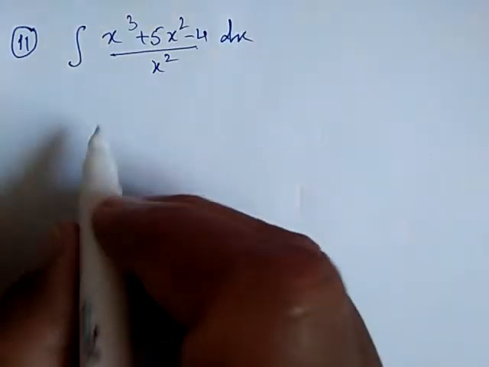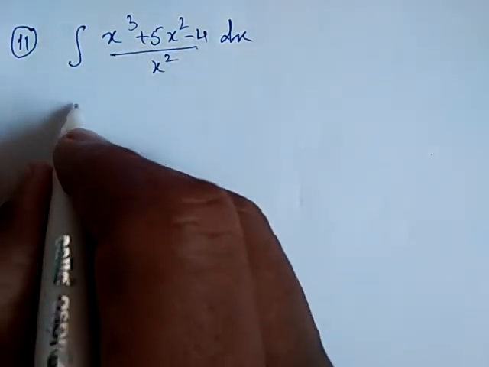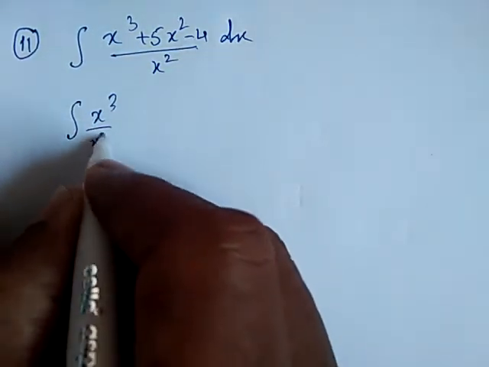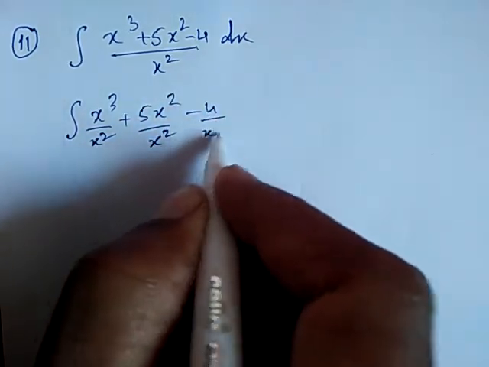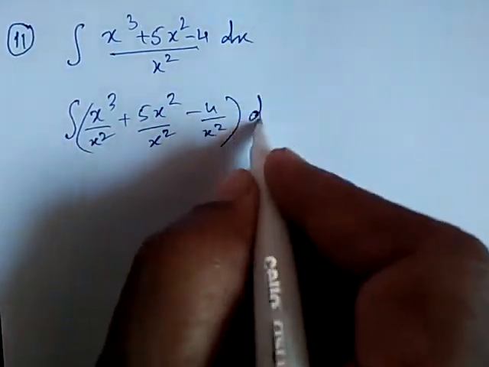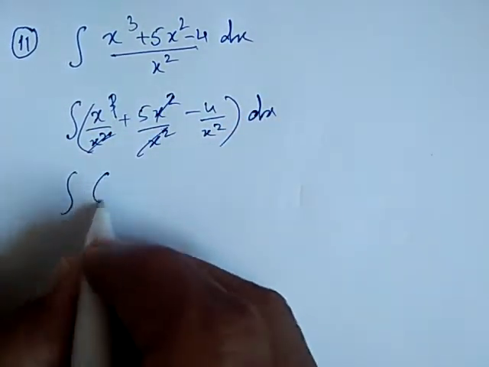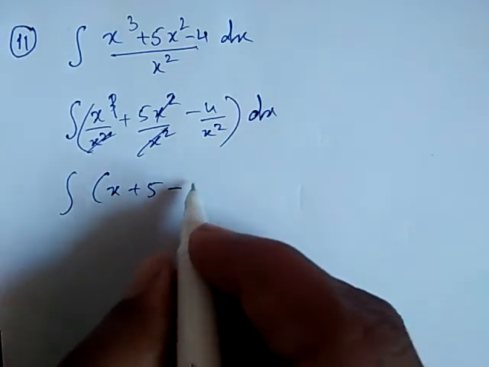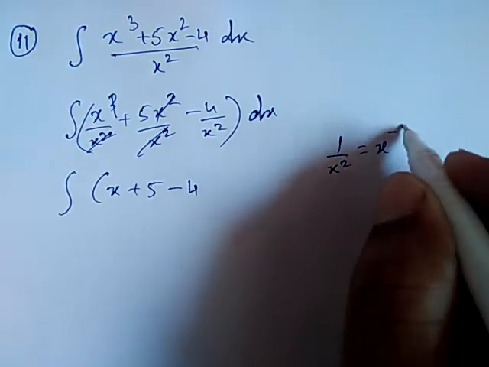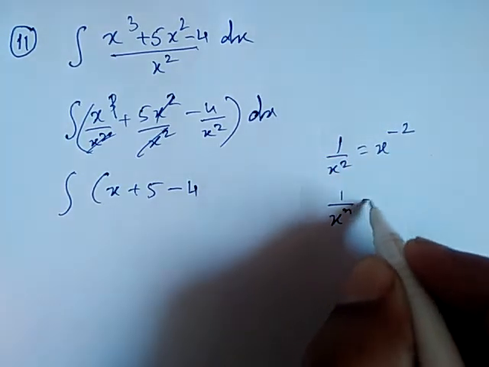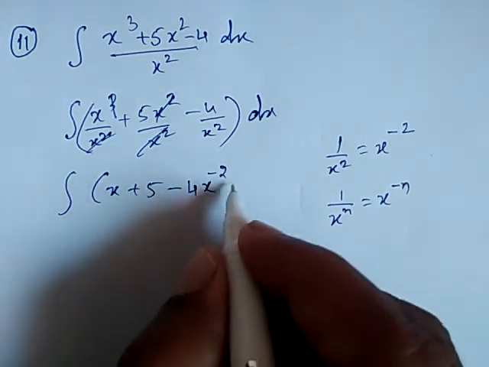So question number 11 is like this. You divide all the terms by x square, so it will be the integration of x cube by x square plus 5x square divided by x square minus 4 by x square into dx. This x square cancels, this x square cancels, so only x plus 5 minus 4 by x square remains. 1 by x square can be written as x to the power of minus 2. Suppose x to the power of n is there, this can be x to the power of minus n. So here also you can write x to the power of minus 2.